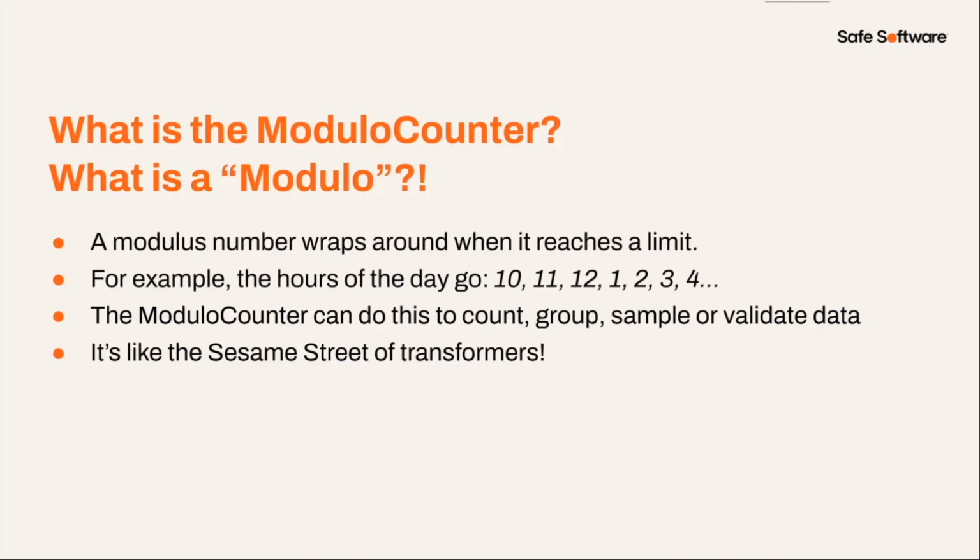So the modulo counter really is doing this with features. It's counting them in groups. So 1, 2, 3, 4, 1, 2, 3, 4, 1, 2, 3, 4. It's counting again and again. It's like the Sesame Street of transformers. And we can use it to count and group and sample and validate our data.